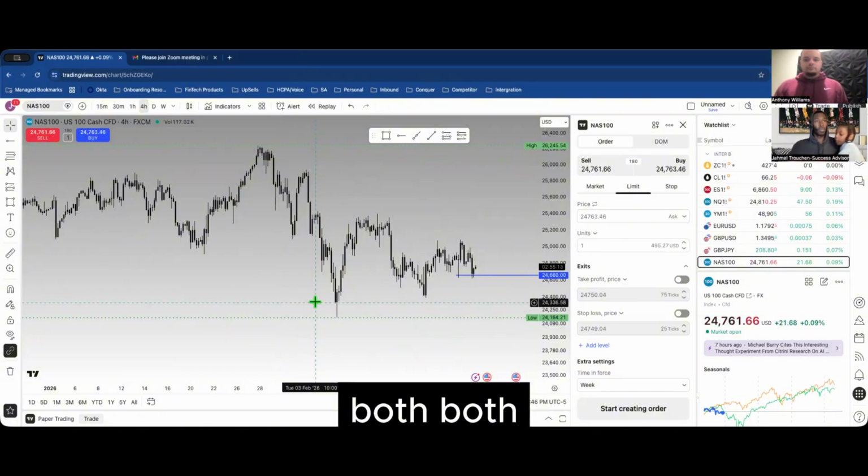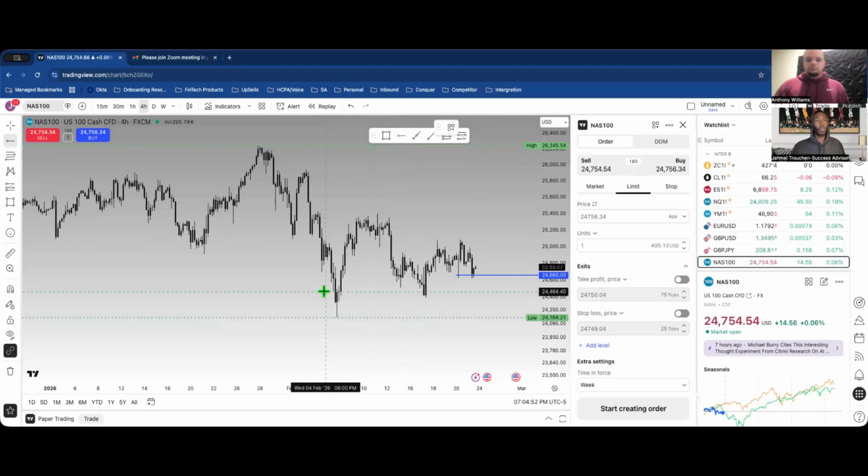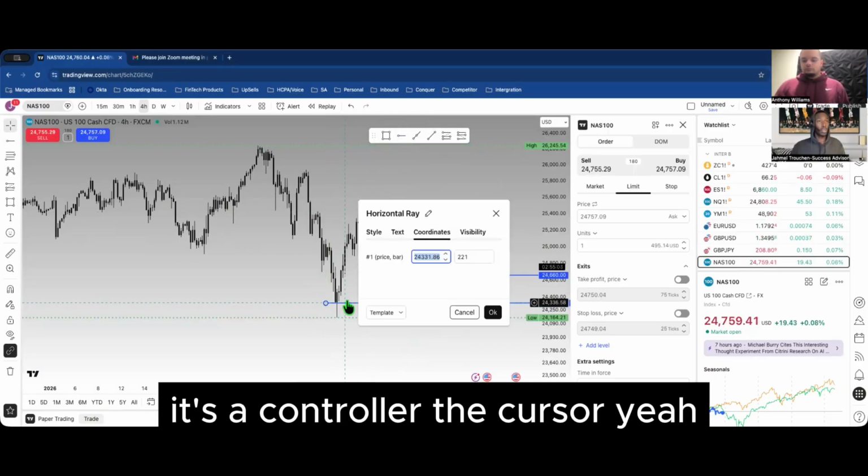Both. That's a new mouse, baby. It's a controller, the cursor. Yeah.